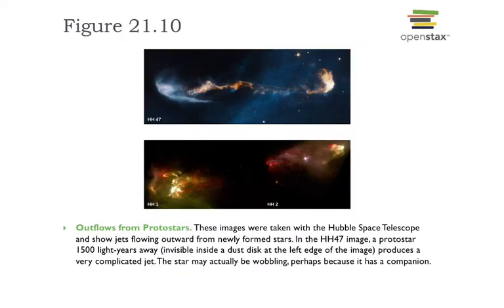Here's an outflow from a protostar, seen from the Hubble telescope here. And you can see out in both directions how those gases get ejected out for very large distances. And we see this kind of irregular jet flow coming out here. We think perhaps the star is wobbling, causing that complicated flow outwards. And it's probably wobbling because it has a companion star, perhaps a binary star system.